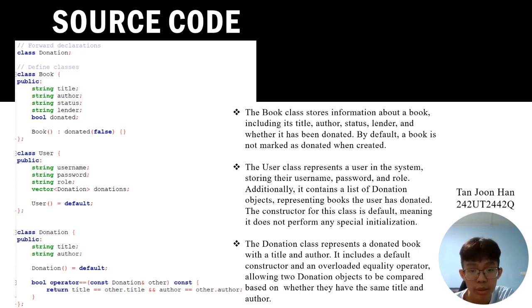The user class as well represents a user in the system, storing their username, password, and role. Additionally, it contains a list of donation objects representing books the user has donated. The constructor for this class is default, meaning it does not perform any special initialization. Lastly, the donation class represents a donated book with a title and author. It includes a default constructor and an overloaded equality operator, allowing two donation objects to be compared based on whether they have the same title and author.